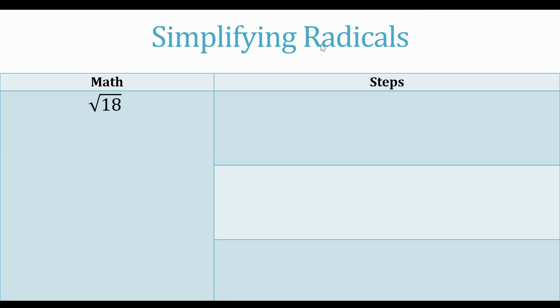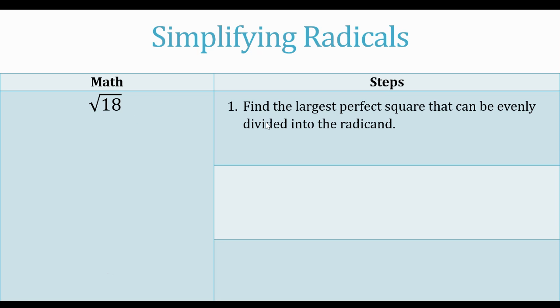All right, so we want to simplify radicals. So this radical is not simplified. We want to write it in simplest radical form. So the first thing that we need to do is find the largest perfect square that can evenly be divided into the radicand. So if we're looking at the number 18, what is the largest perfect square that can go into 18, that can be divided into 18?